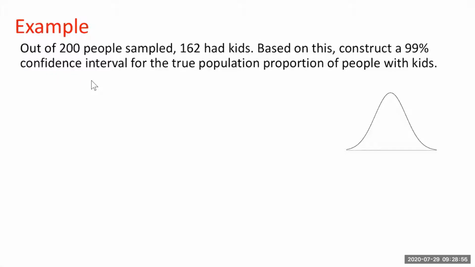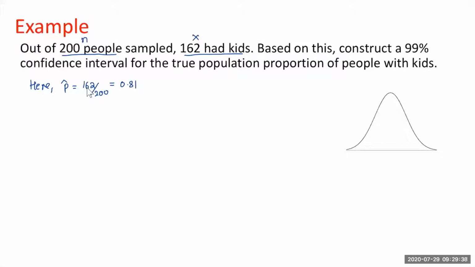Because here we are talking about the population proportion, you can see here they sampled 200 people and they found that 162 had kids. That means your p hat will be, if you want to find the proportion of people who had kids, p hat is equal to, out of 200, 162 had kids. So it is 162 over 200. That is the value of p hat, the proportion of people who had kids. If you simplify this, you should get 0.81.